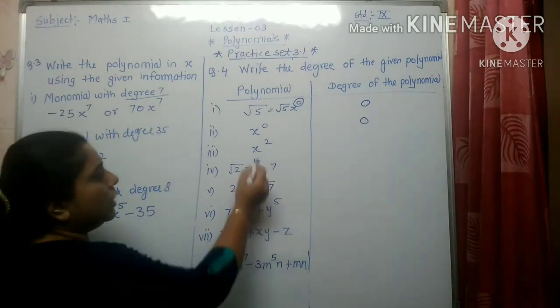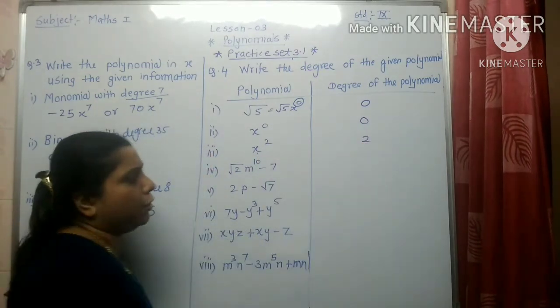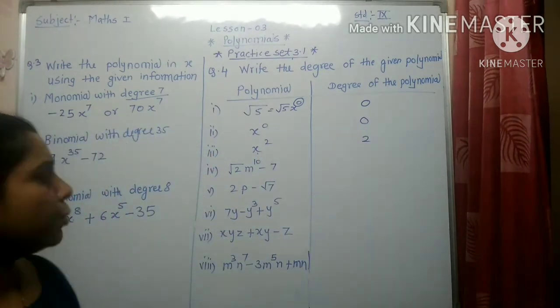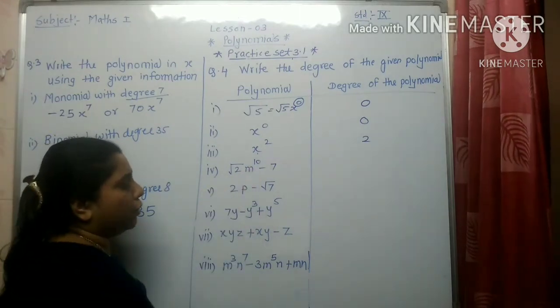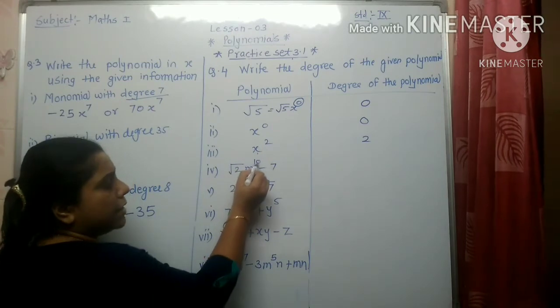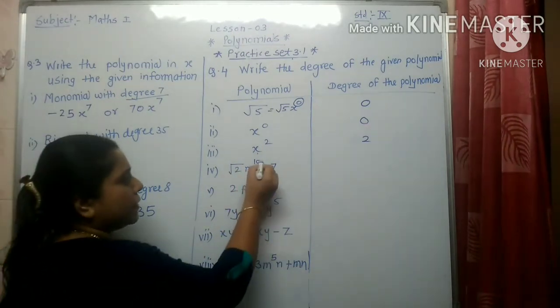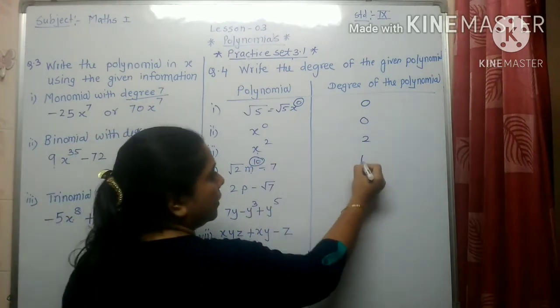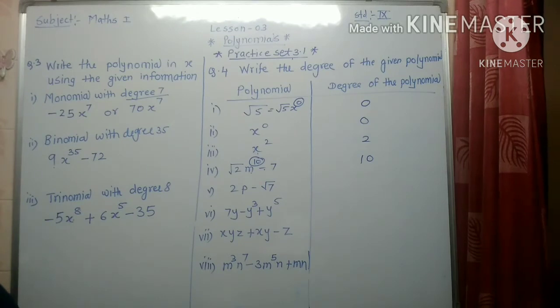Okay, in the third polynomial, the degree of the polynomial is 2. Understood? Now here, in the fourth polynomial, root 2 m raised to 10 minus 7. What is the degree of this one? 10. So the highest power of the variable.